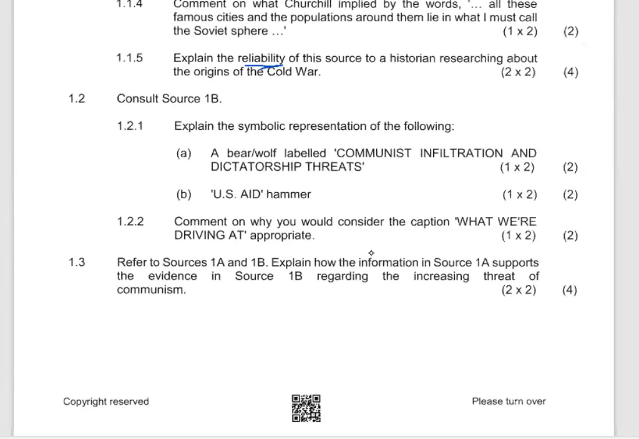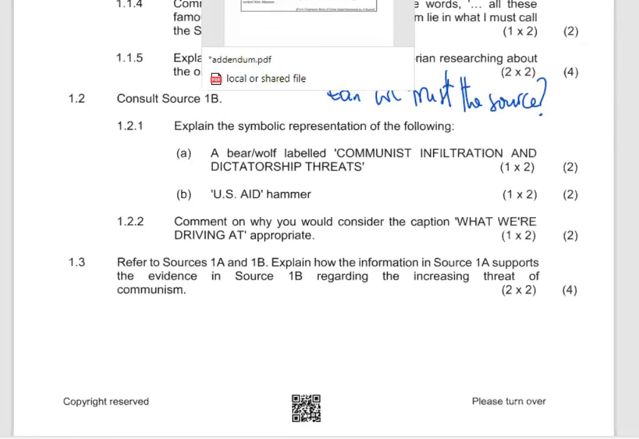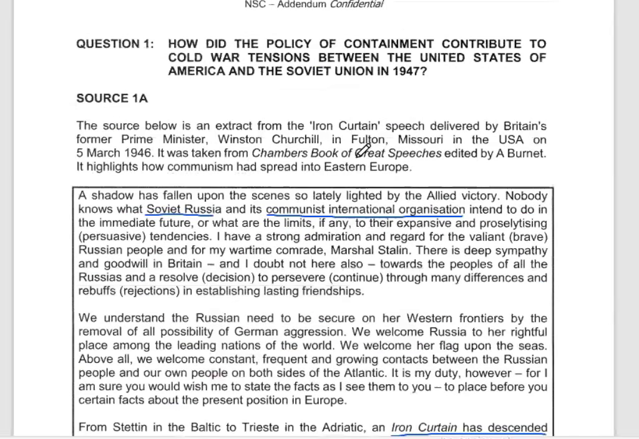When the question is asking about reliability, it is asking about whether we can trust the source. That's the question. Can we trust the source? You must ask yourself that question if you are to check on reliability. So let's go to the source and try to figure out elements of reliability in that particular source.